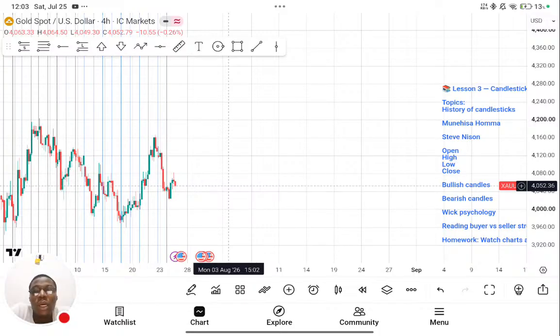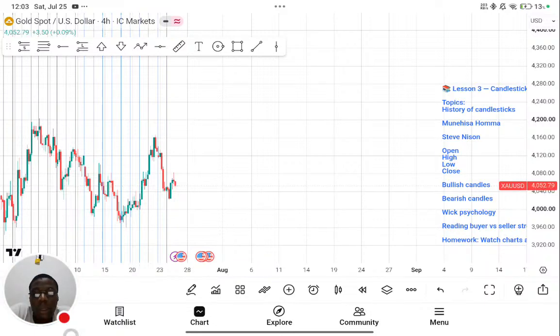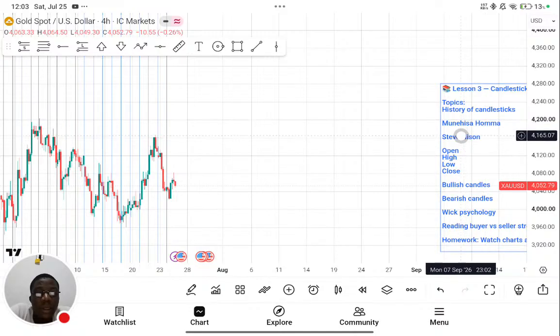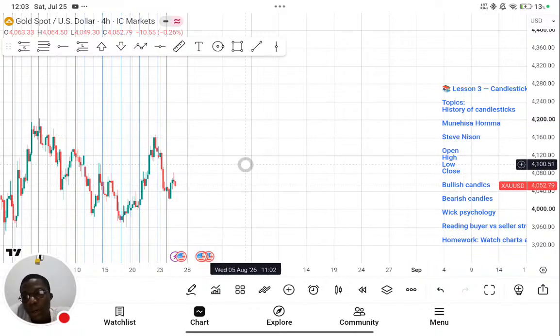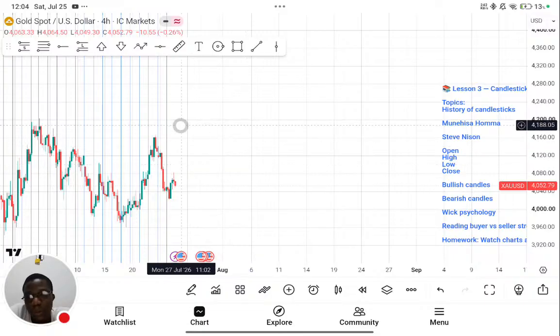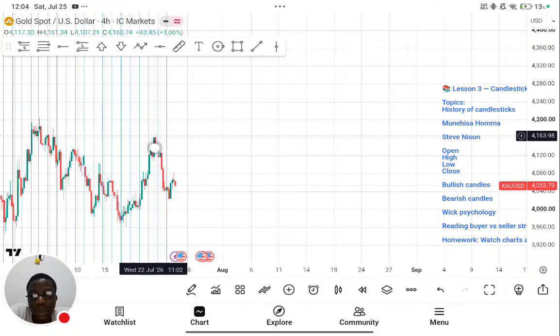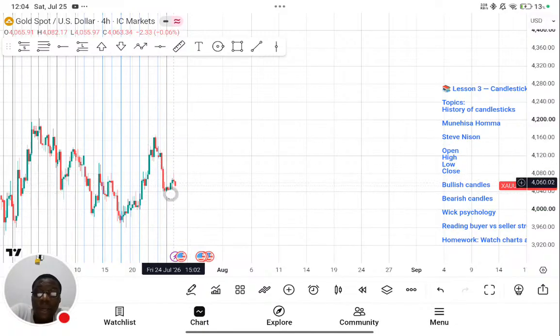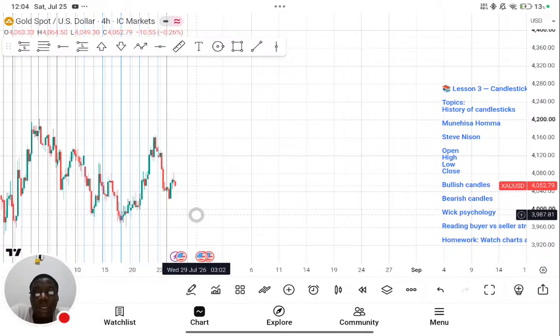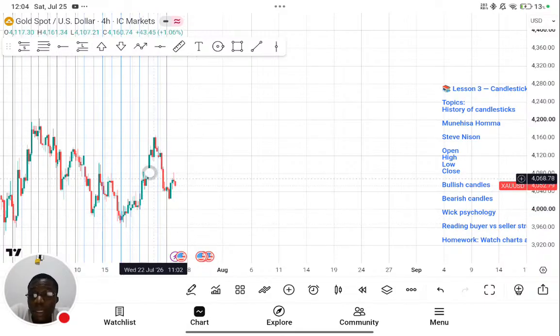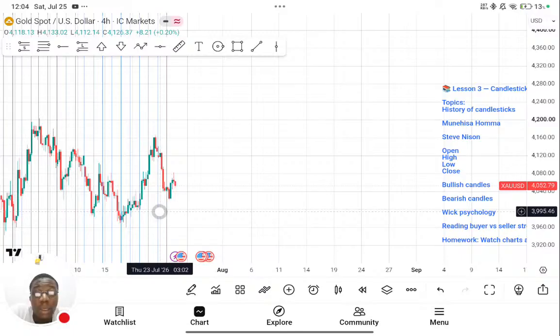But then along the line, in the 19th century, a guy called Steve Nison somehow went on some expedition to Japan, and that was how he was able to discover this. And he wrote a book after his research, after his study, about how these guys read the market, and that was when this whole thing became popular to the Western world, and that was how everybody started using it.